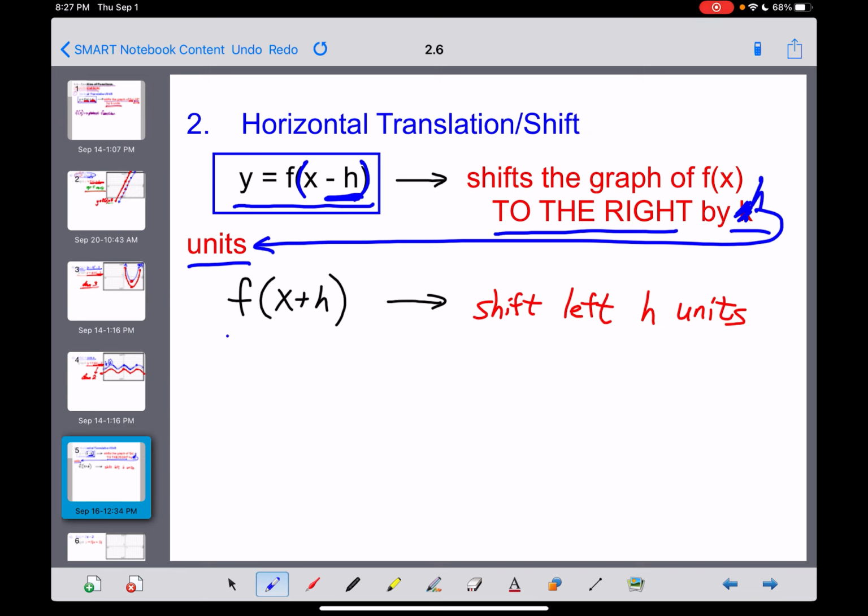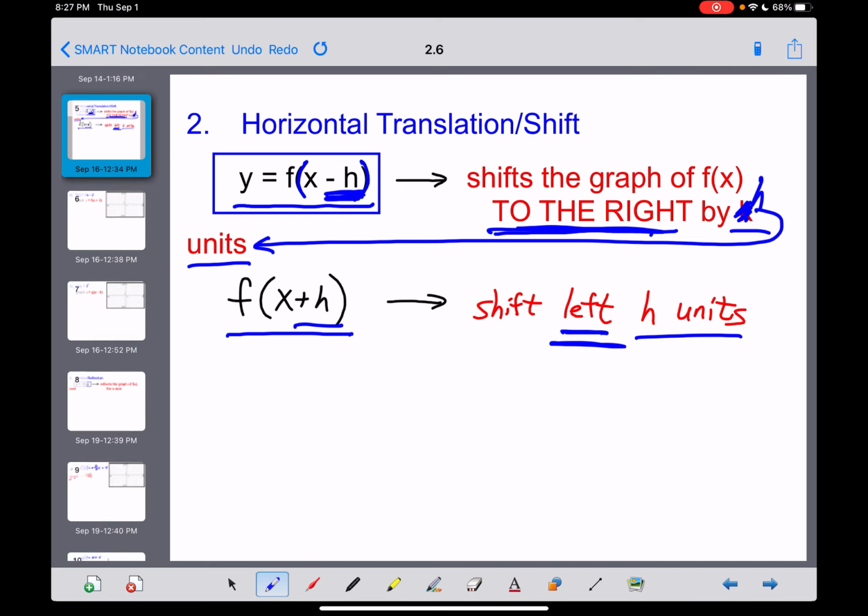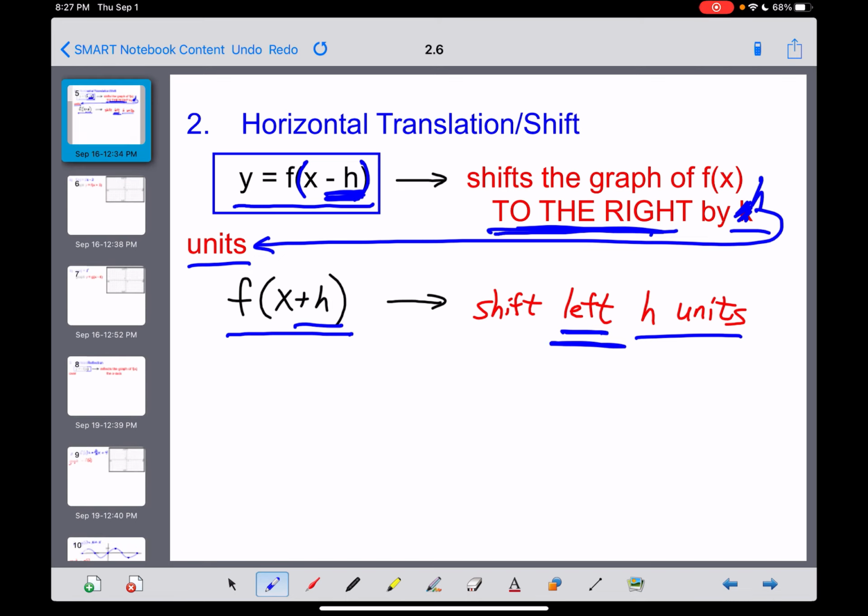And then just a variation on that right here on the bottom. If it's f of x plus h, the plus means we're actually going to shift left by h units. So with horizontals, it happens inside the parentheses, and it's always the opposite of what you might think. A minus h means we're actually going to the right, and a plus h means that we're going to the left. All right, so let's see what that one looks like in action here.